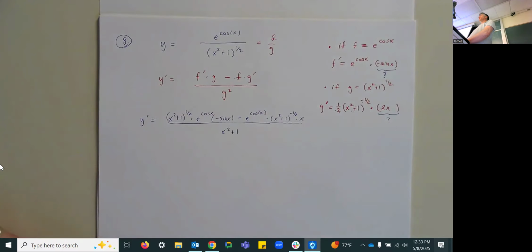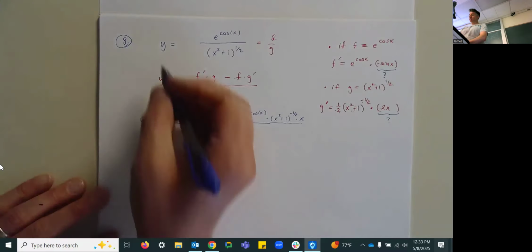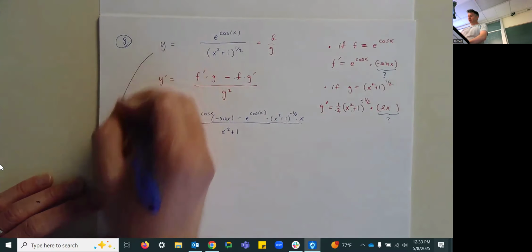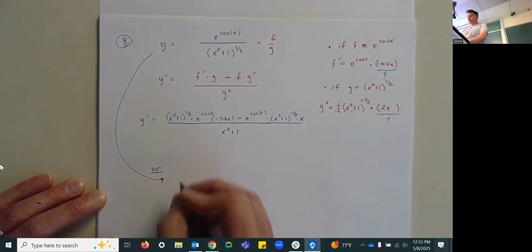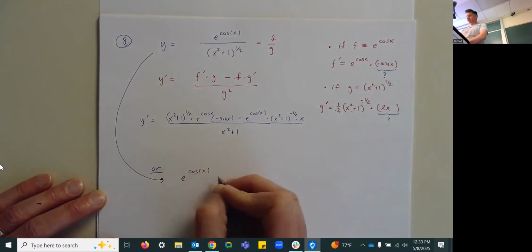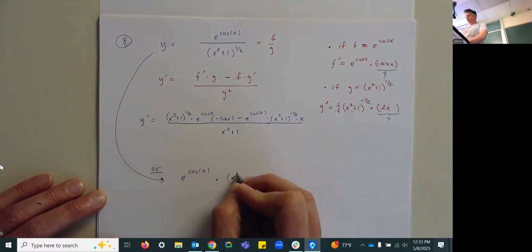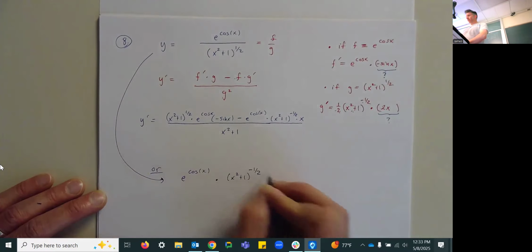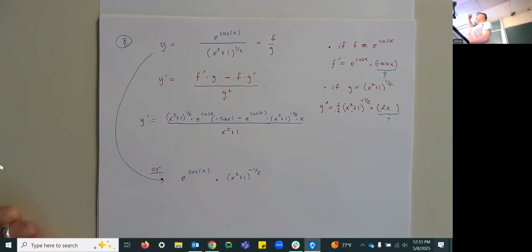A couple notes here. One, this is really gross to simplify. It can be simplified, it probably should be simplified, but we're not going to. The other thing I'll point out is if you wanted to, although I don't recommend this, you could never use the quotient rule again. You could take any quotient and always rewrite it as a product. I'll just show you that you could write this as e to the cosine of x times x squared plus 1 to the negative 1/2. And we bring that up from the bottom, the power changes from positive to negative.